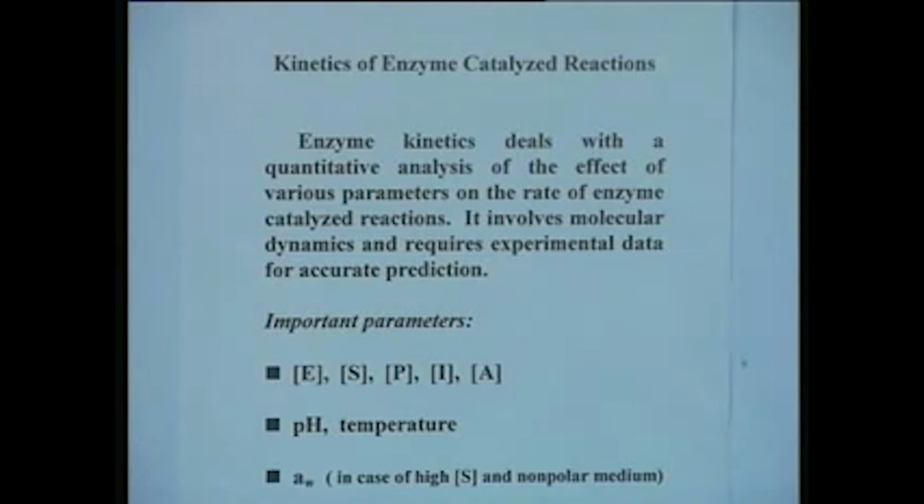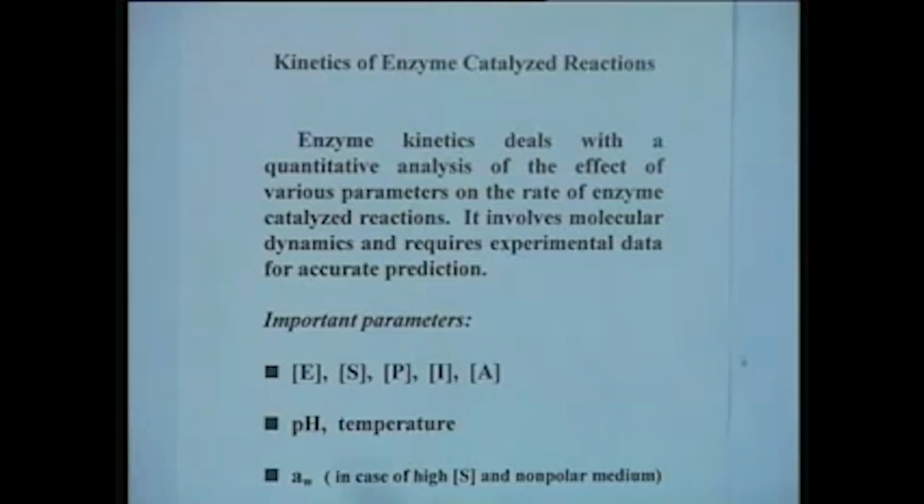It essentially involves molecular dynamics between the various species involved in the reaction. One of the principal species, as you know, is the enzyme itself, and the interaction of the enzyme with all other chemical species, that is the substrate, the product, and an inhibitor if there is one. The dynamics of these interspecies interactions is involved in the study of enzyme kinetics.